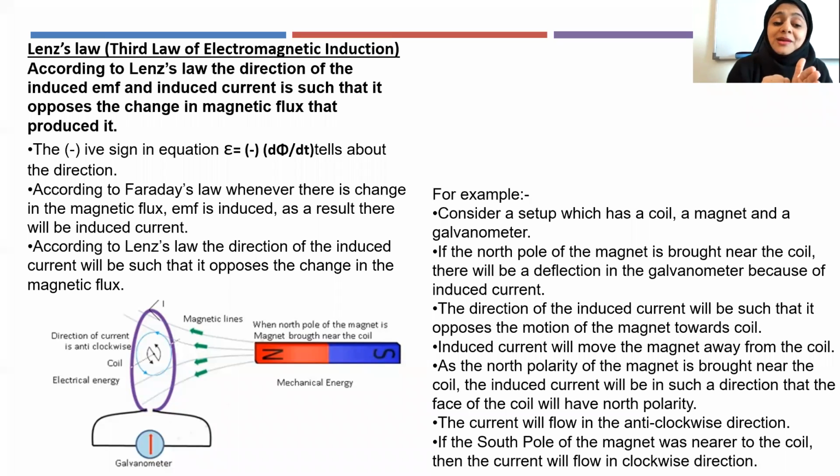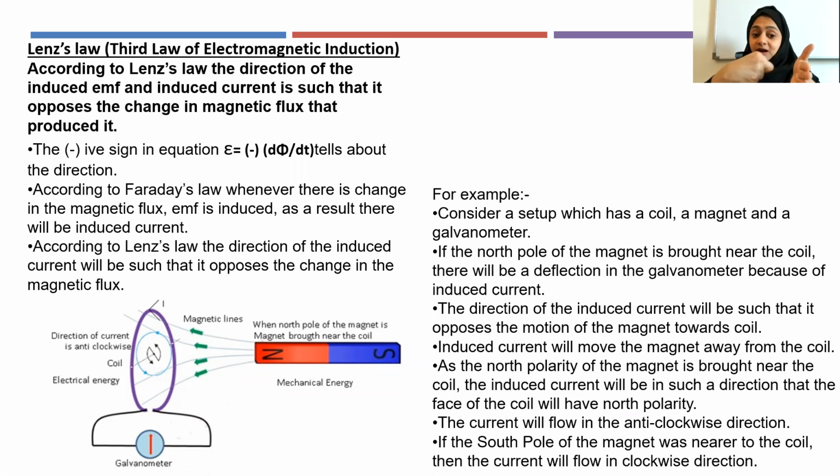It will try to attract it, right? But it doesn't want the change in flux, my dear. Initially, suppose the coil is staying at rest, there is no flux, zero magnetic flux.